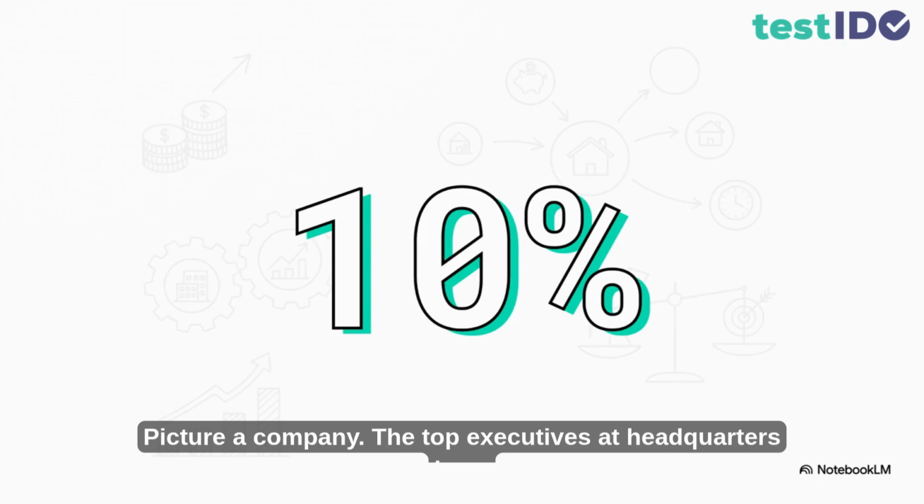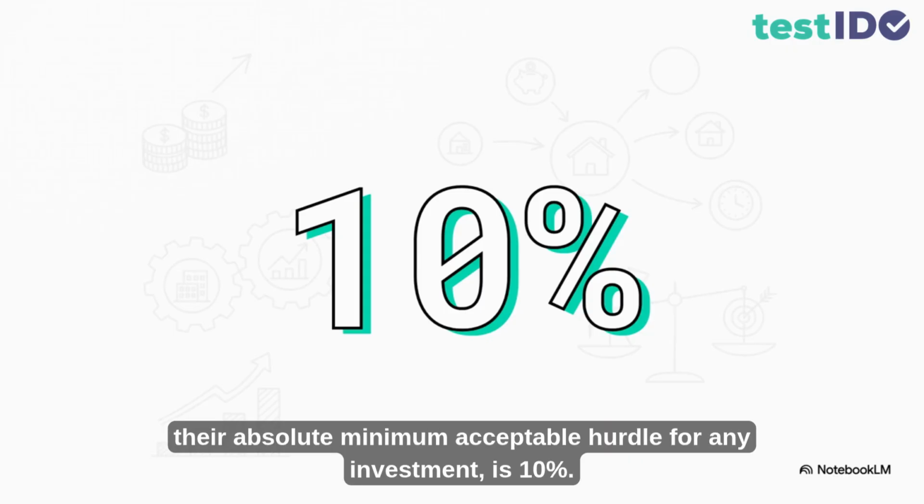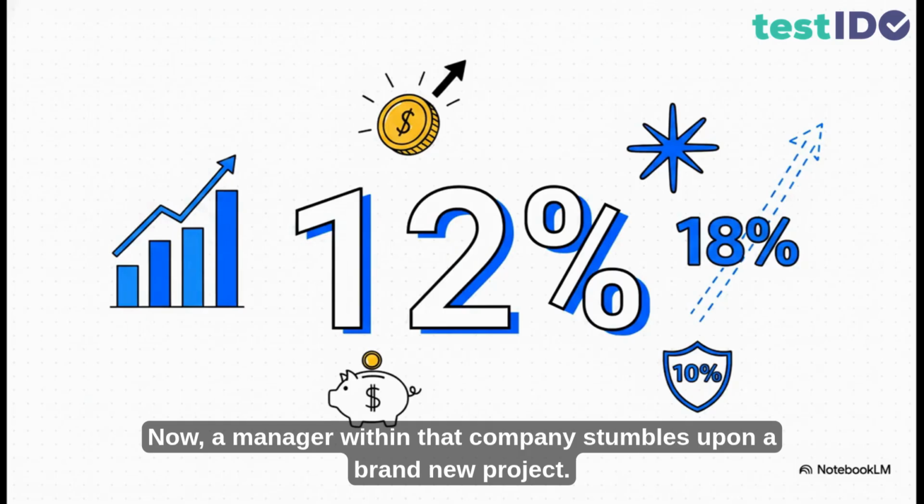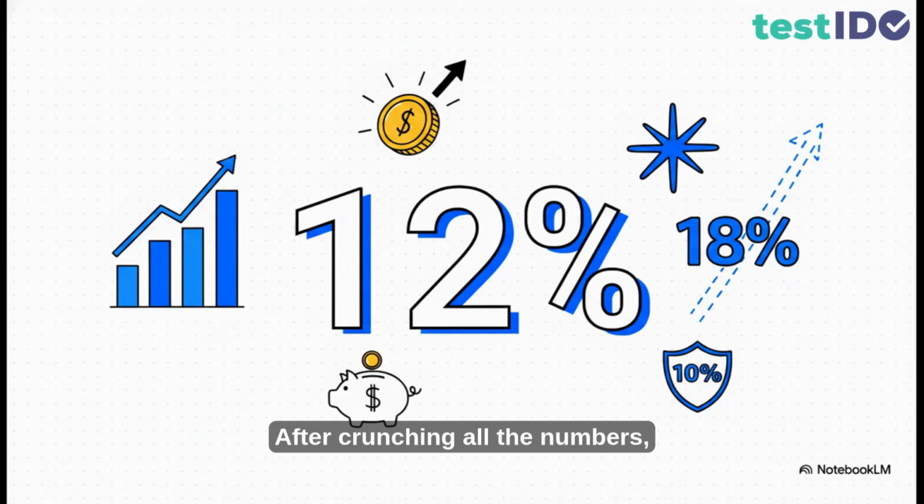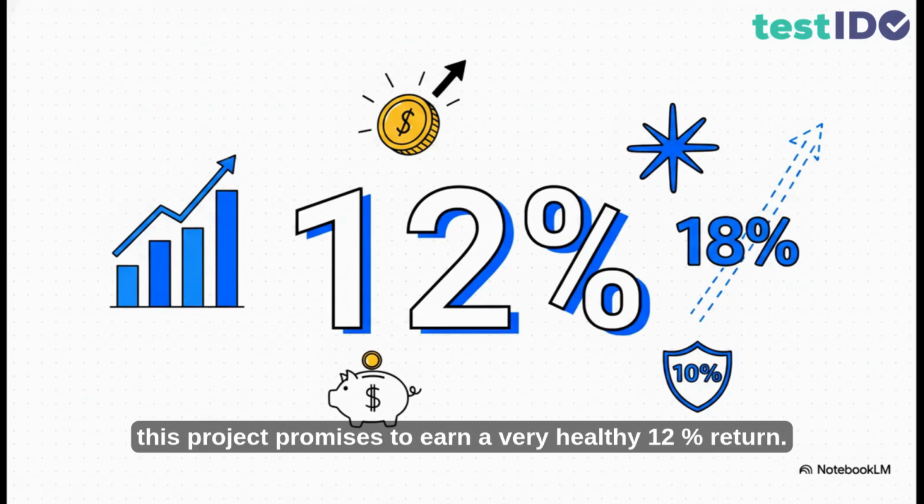Picture a company. The top executives at headquarters have sat down and determined that their target rate of return, their absolute minimum acceptable hurdle for any investment, is 10%. Now, a manager within that company stumbles upon a brand new project. After crunching all the numbers, this project promises to earn a very healthy 12% return. I mean, it's clearly a winner for the company, right?